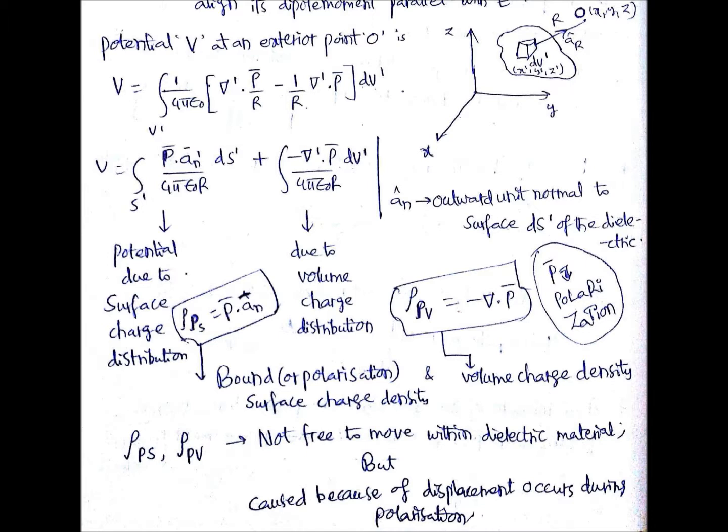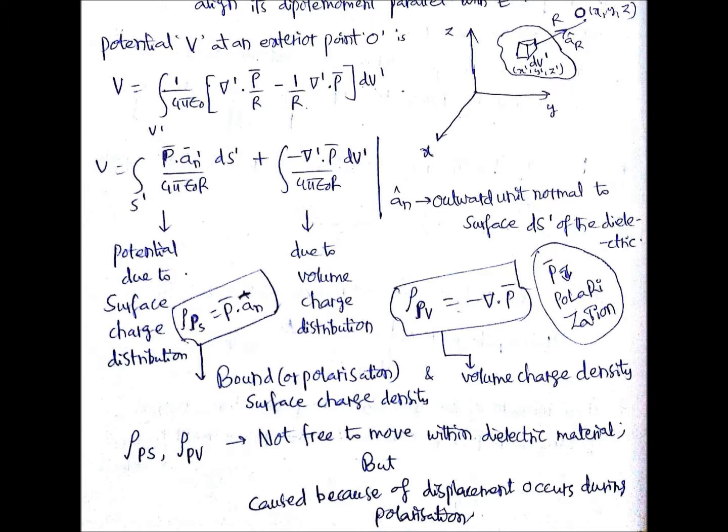We will see the potential V at an exterior point O in terms of dipole moment. So it will be the integral over V prime of 1 by 4 pi epsilon naught [del prime dot p bar divided by r minus 1 divided by r del prime dot p bar], that means divergence, whole dv prime. That means we are integrating with respect to the volume v prime.